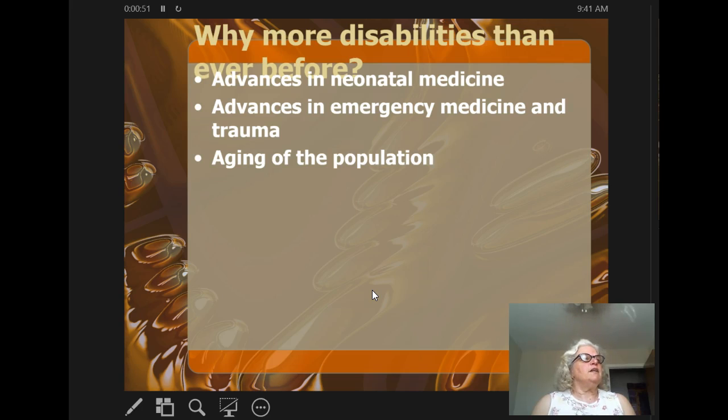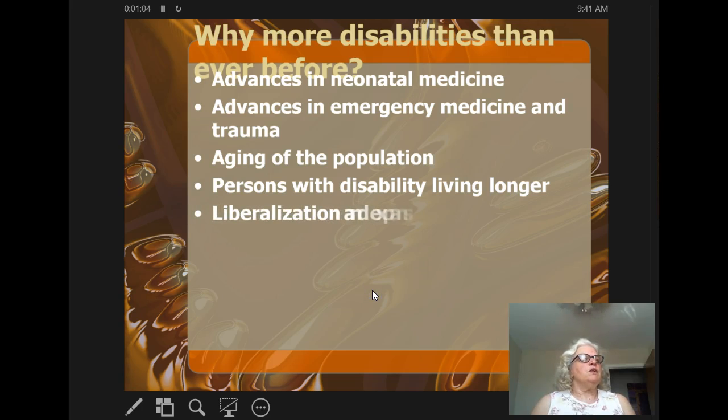We have the advances in modern medicine in emergency and trauma. We have the aging populations, and we have persons with disabilities living longer. In the past, children with Down syndrome would grow and become adults and usually die by the age of 40, and we see that population aging significantly.